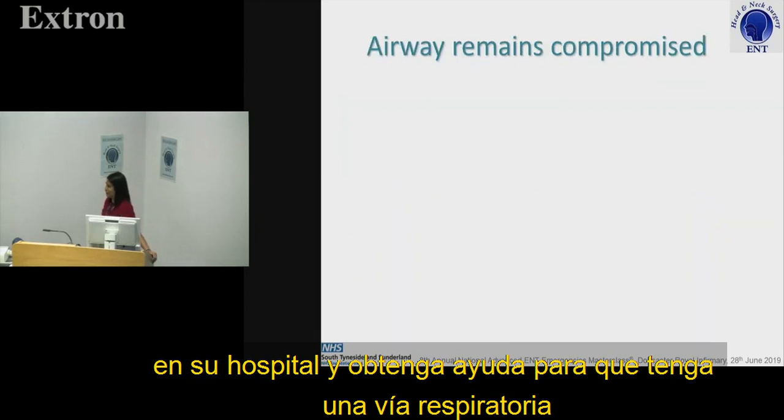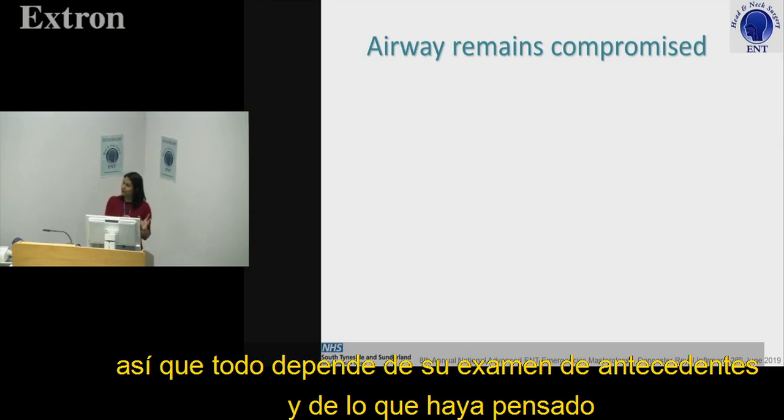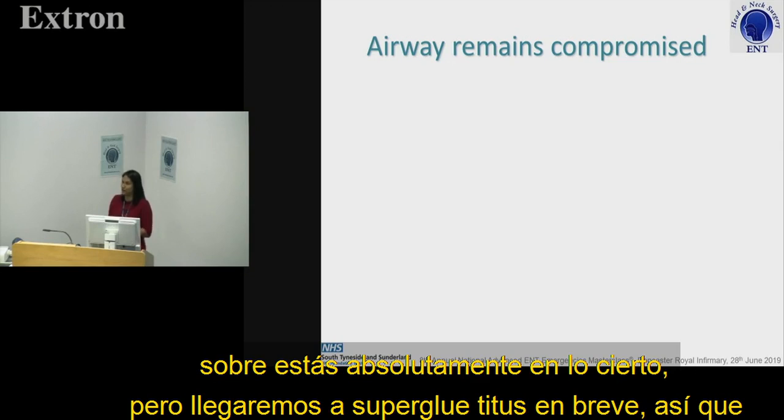So you've got an airway that's still, yes? Your epiglottitis, which you'll still see in adults, people forget the antibiotics. So I'm going to come to that very shortly. I'd be doing it there. You'll be giving it there. So it all depends on your history examination and what you've thought about. You're absolutely correct, but we'll come to supraglottitis shortly.